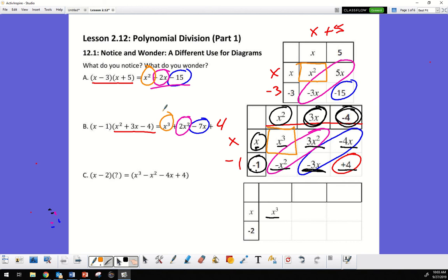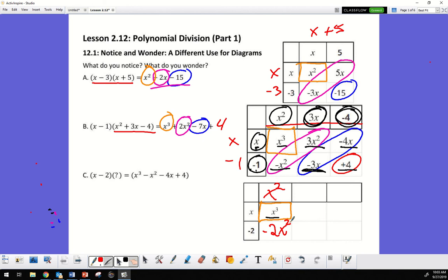So now I'm going to look at it. Since I have this right here, what's going to give me x cubed here? X squared. Very good. So I'm going to have x squared. So let's put that there. Now we have x squared right there. All right, so now let's go down like I did over here in black. X squared times x gives me x cubed. Now x squared times negative 2? Negative 2x squared. Very good.